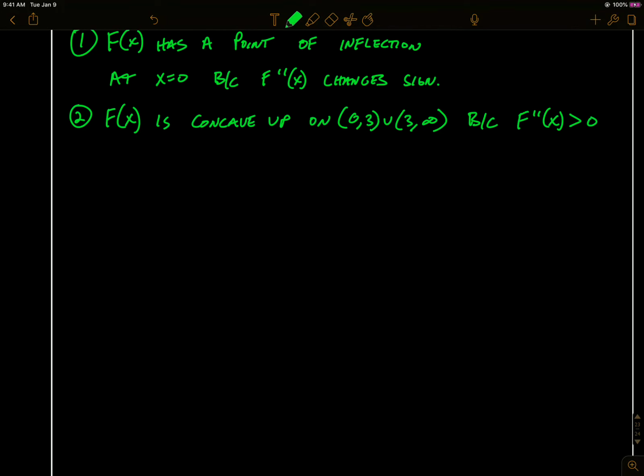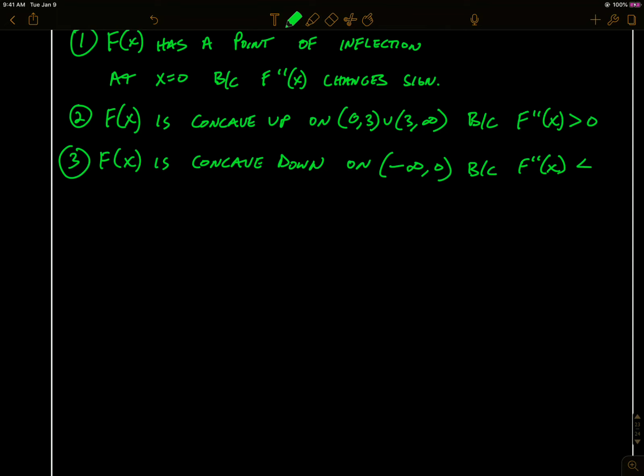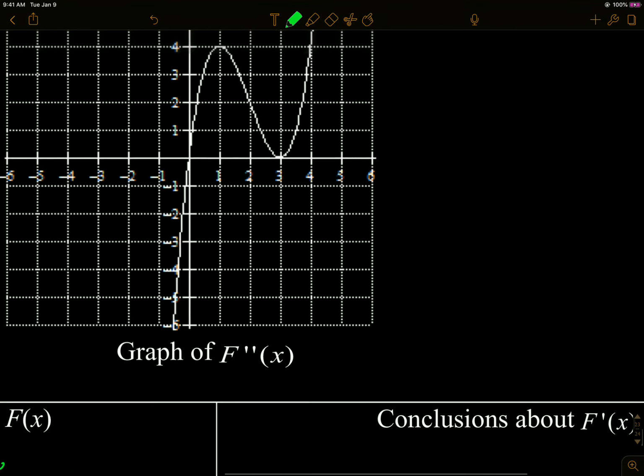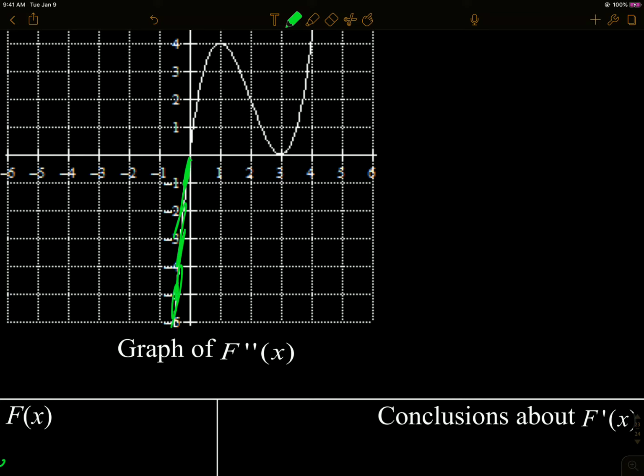We know that f of x is concave down on the interval negative infinity to 0 because the second derivative is negative. So anywhere the second derivative is below the x-axis, which is here, I know the original is concave down.